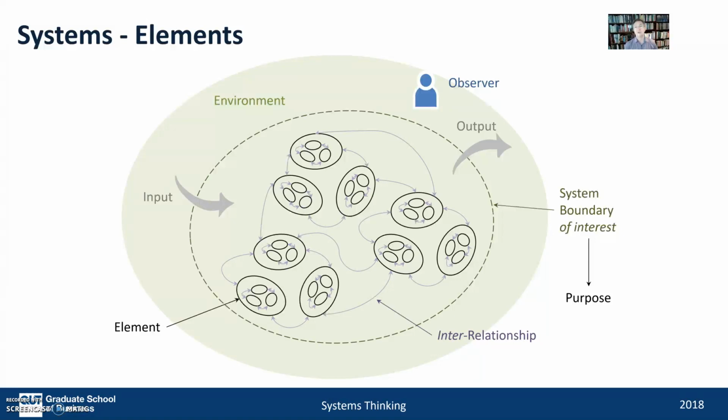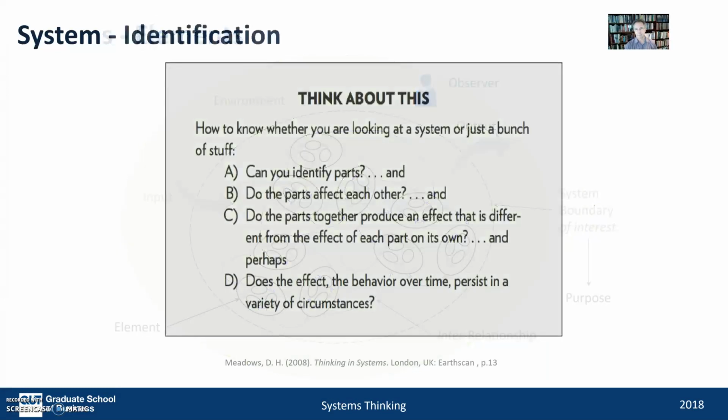So a system exists in an environment. It's of importance to a particular person, namely the observer. It exists for some particular purpose. It has a boundary around it, which enables us to identify where inputs come in and where outputs leave from, and what elements are on the inside that are in interrelationship with each other. The systems concept is fundamentally recursive, which means that it can be abstracted down or it can be abstracted up.